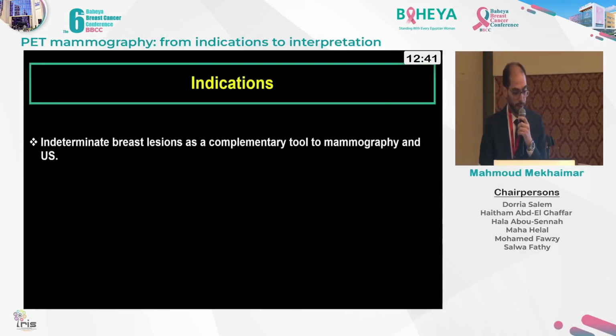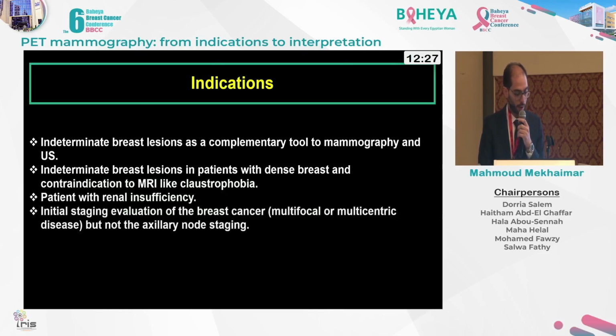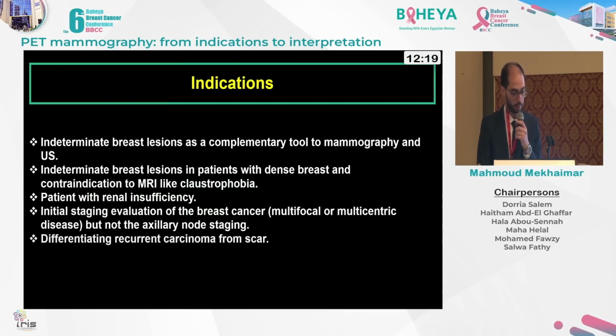Indications for PEM: indeterminate breast lesions as a complementary tool to mammography and ultrasound; indeterminate breast lesions in patients with dense breasts; contraindication to MRI or claustrophobia; patients with renal insufficiency; initial staging evaluation of breast cancer, either multifocal or multicentric, but not for axillary lymph node staging; differentiating recurrent carcinoma from scar tissue; and monitoring response to neoadjuvant chemotherapy.